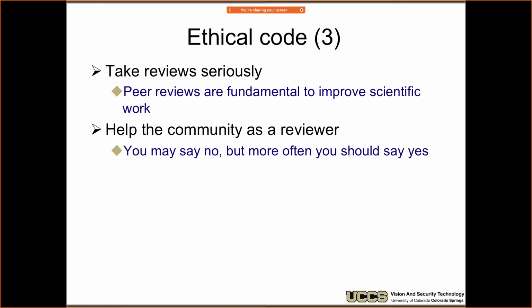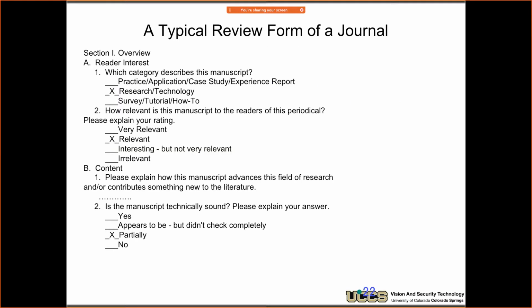So I'm going to go through a couple of quick review forms just so you can see them. They're going to be a little bit small, so hopefully you'll be able to read them, but the forms are designed to be multiple pages, right? So this is a form from one of the IEEE journals. There's a reader interest question: which category best describes this? Practical, research, survey. Please explain how relevant this is. If you get down to interesting but not relevant, or irrelevant, you're sort of done. The paper's probably not going to get very far.